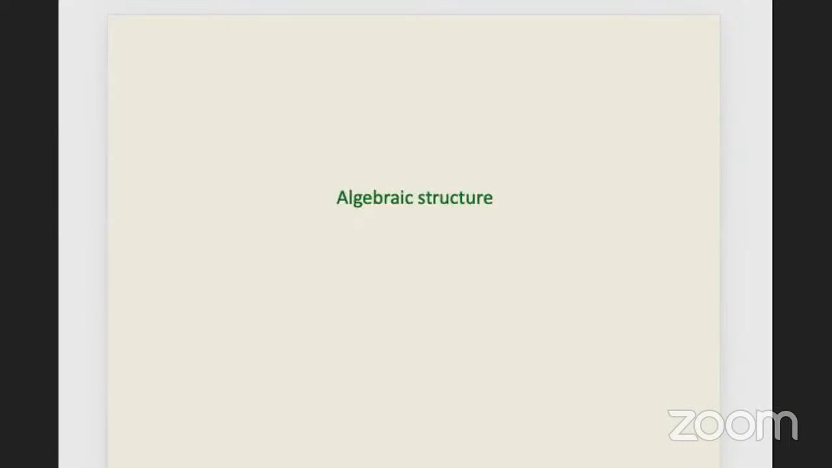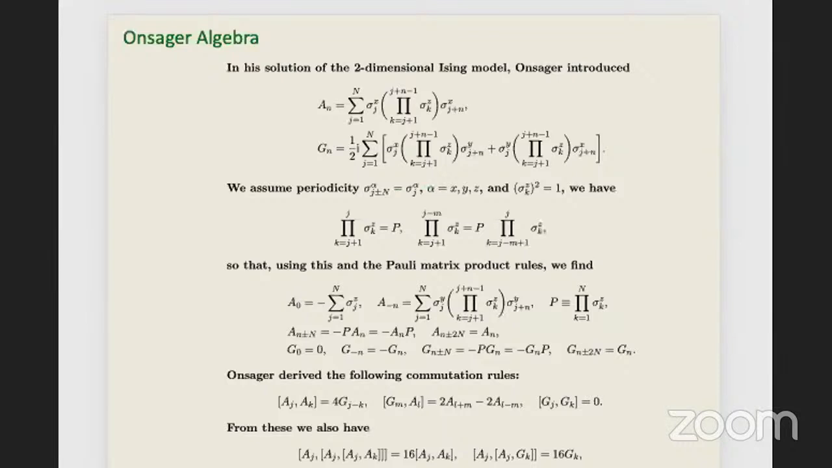Let us consider the algebraic structure. At last, let us consider the algebraic structure of our formula. Our series of operators eta has a relation with the so-called Onsager algebra. When Onsager solved the square lattice Ising model, he introduced the operators an and gn here. These operators satisfy the commutation relations here. This is the so-called Onsager algebra. The Onsager algebra appears in the structure of the square lattice Ising model, and for example, in the structure of the chiral Potts model and in related one-dimensional quantum spin chains.